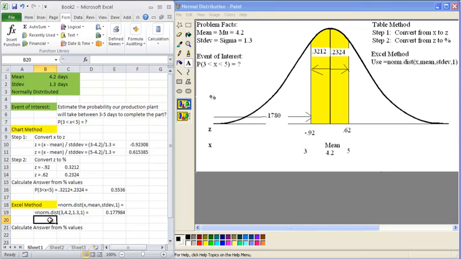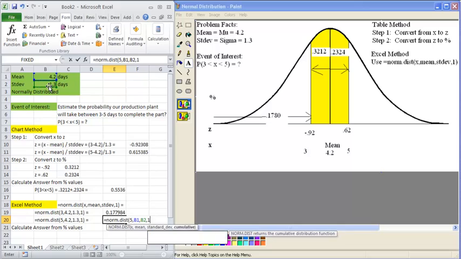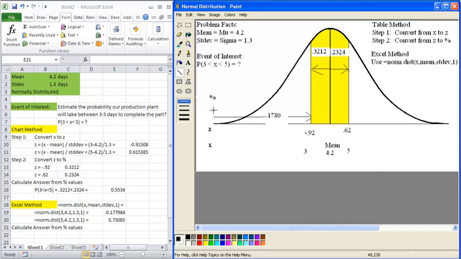So let's go ahead and do the next one. So we need to do 5. So equals norm.dist with 5, 4.2, 1.3. That's our standard deviation, 1. And again, because I'm doing this as an example, I'm going to leave my formula there. So I threw an apostrophe in the front of it. So equals norm.dist of 5, the mean of 4.2, the standard deviation of 1.3, 1. We got 73% approximately.